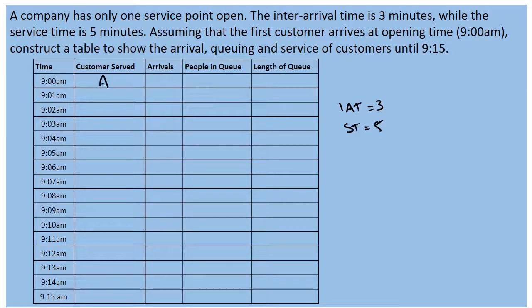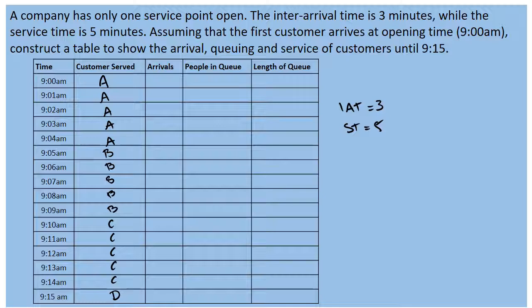So customer A, 1, 2, 3, 4, 5, is served from 9 to 9:04. At the end of 9:04, it's 9:05. So that's 5 minutes have taken place. Customer B gets served. 1, 2, 3, 4, 5. And then likewise, after 5 minutes, customer C gets served. So, and then D right at the end.